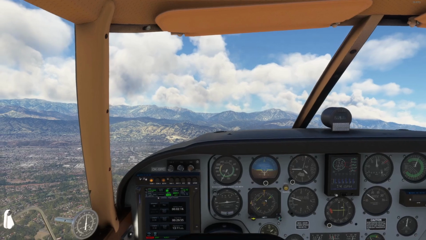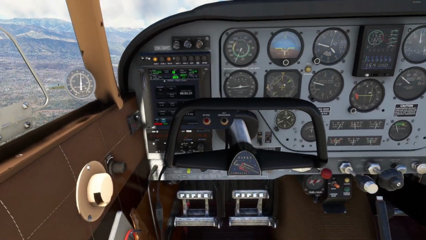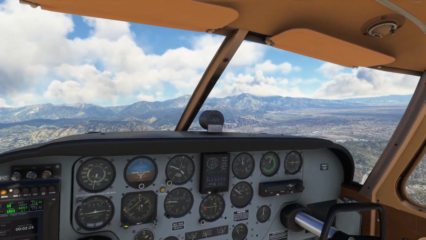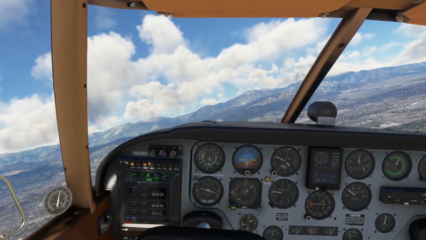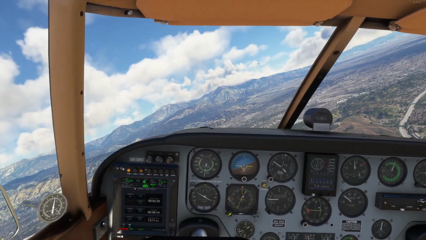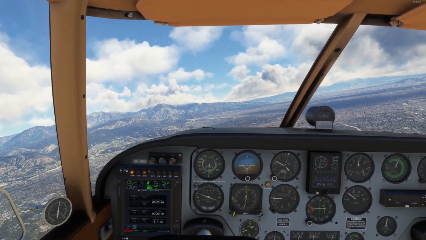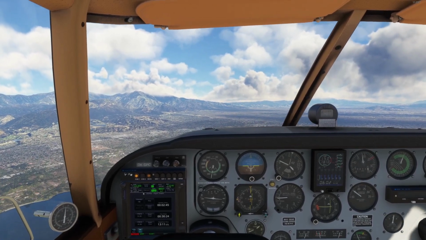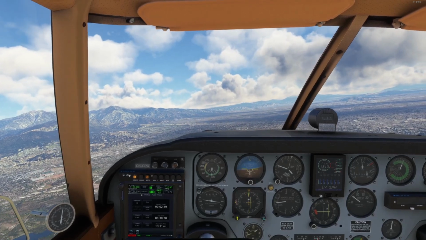Pomona traffic, Oscar Kilo Golf Papa Charlie, Piper Comanche, about 2 miles west of Pomona VOR on the straight-in approach to runway 6, Pomona. Cable. Cable traffic November 187 Victor Delta, about 2 miles north of Pomona VOR at 4,000 feet, entering the published holding pattern.